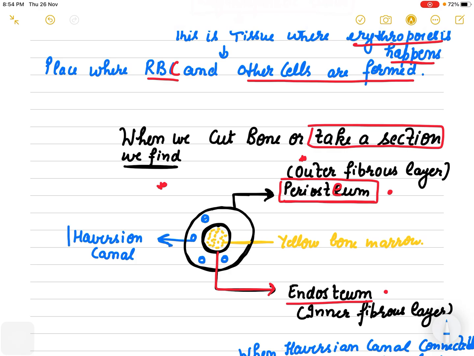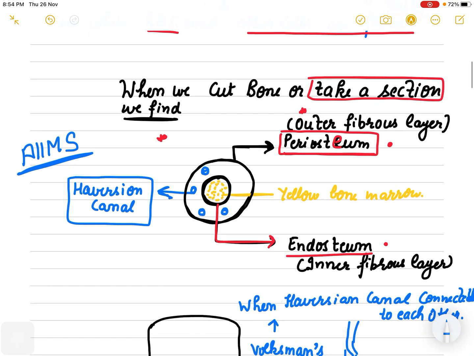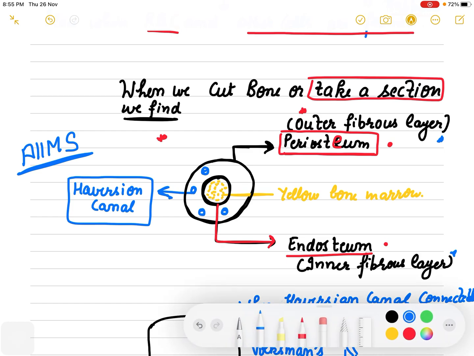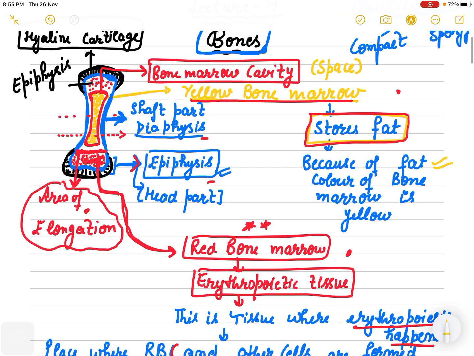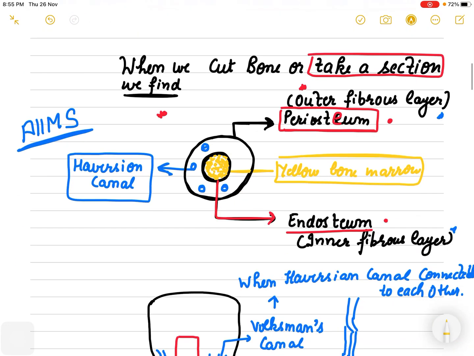This is known as Haversian canal. Please, this is a very important point: when you take a section of the bone, you will find the layers, outer and inner layer, and in the inner space there is bone marrow. This inner cavity is filled with yellow bone marrow, because in the cutting section we will have yellow bone marrow.